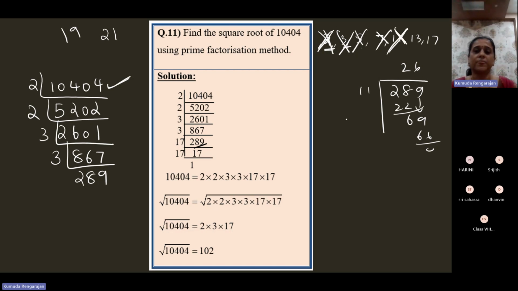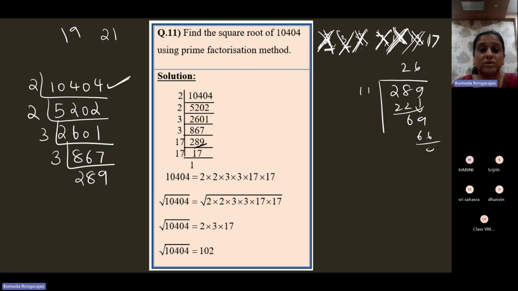Then 13. It's not divisible. So you'll have to do all this. But if you know that 17 into 17 is 289, if you have memorized, I told you at least minimum till 50, you should know squares up to 50 square. 50 square is 2,500. I'm not saying don't go beyond that. Learn at least till there. If you didn't know that 17 into 17 is 289, then you have to check with 5, 7, 11, 13, and then you'll reach 17.